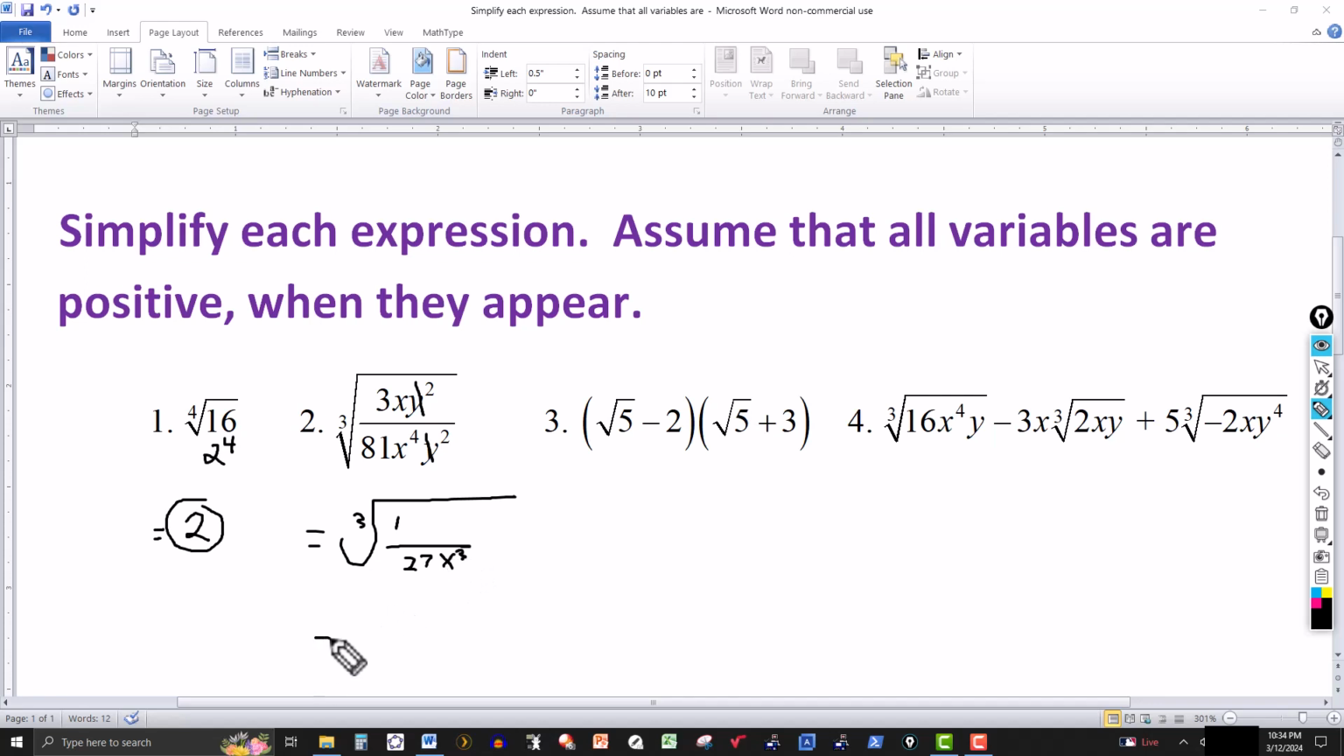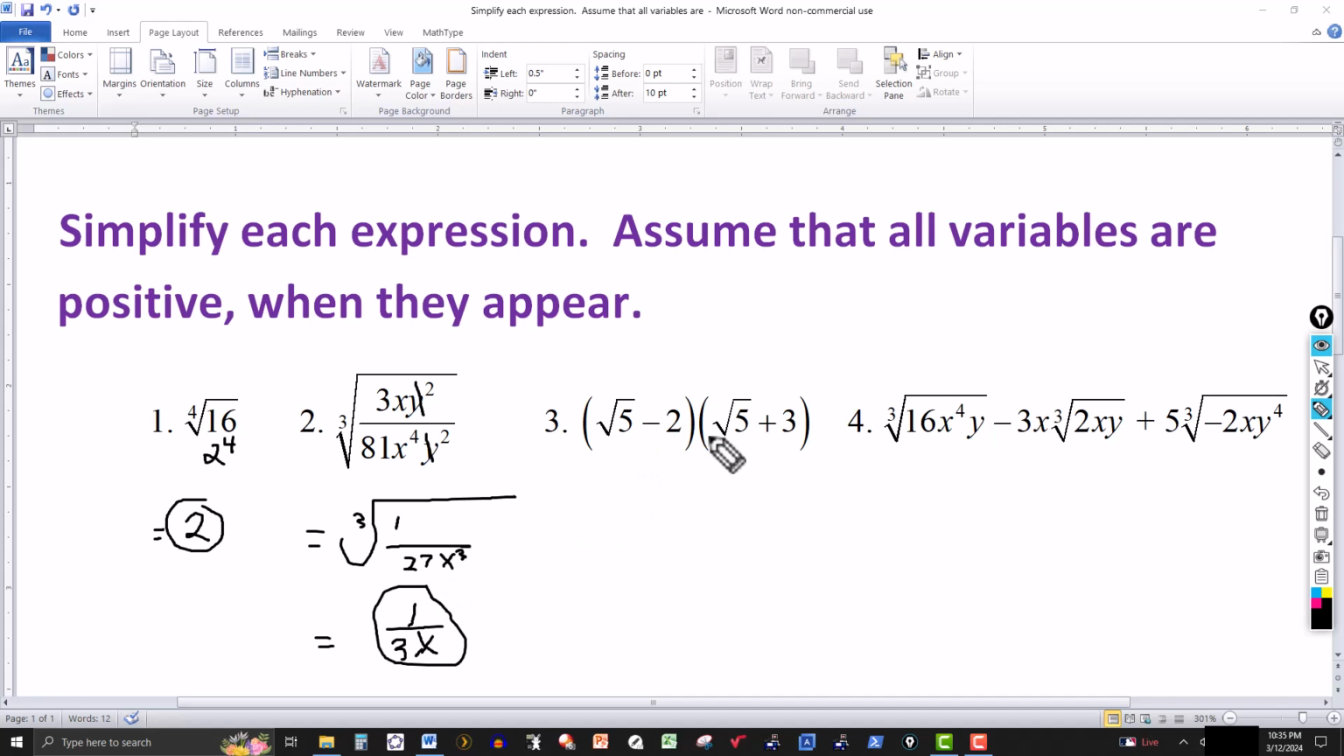Now we can just go ahead and simplify. We've got a cube root of a fraction. That's the same thing as the cube root of the numerator over the cube root of the denominator. Of course, the cube root of 1 is 1. The cube root of 27 is 3. 3 to the 3rd is 27, and the cube root of x to the 3rd, of course, is x. So this simplifies to 1 over 3x.